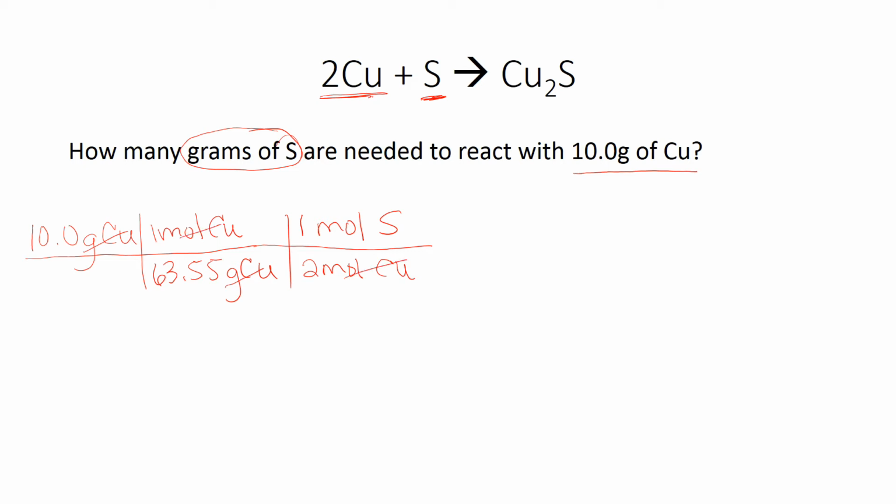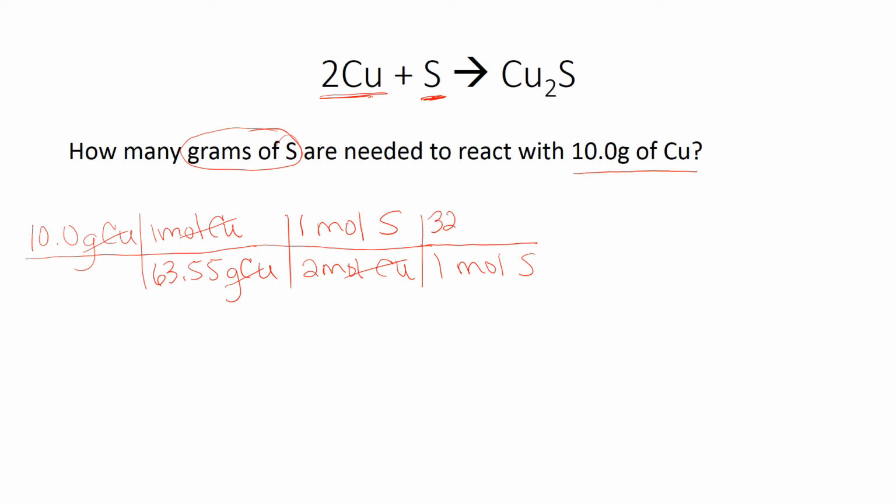So I'm going to look at my units. I now have moles of sulfur. The question doesn't ask me for moles of sulfur, it asks me for grams. So I'm going to have to extend my line one more time and convert my moles of sulfur to grams of sulfur. I know that 1 mole of sulfur is equivalent to the molar mass in grams of sulfur.